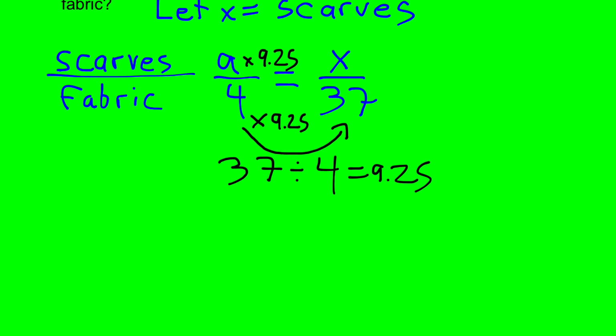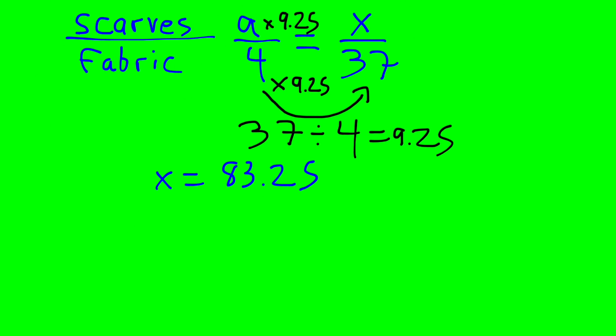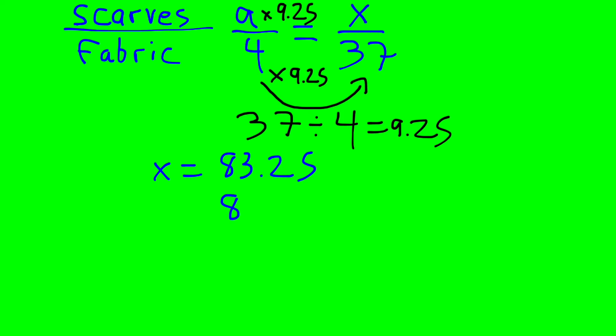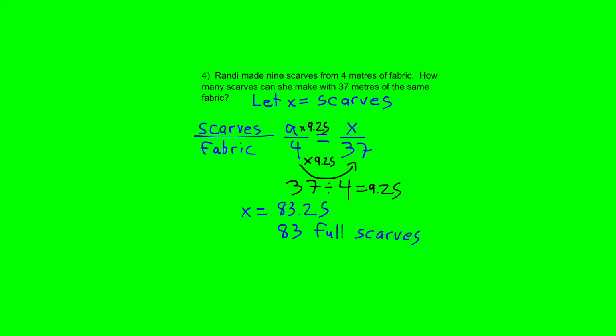And when we do that, our value for X would be 83 and 25/100ths. Now that's supposed to be the number of scarves. So what this means is we would have 83 full scarves, and then just a little bit of another one.